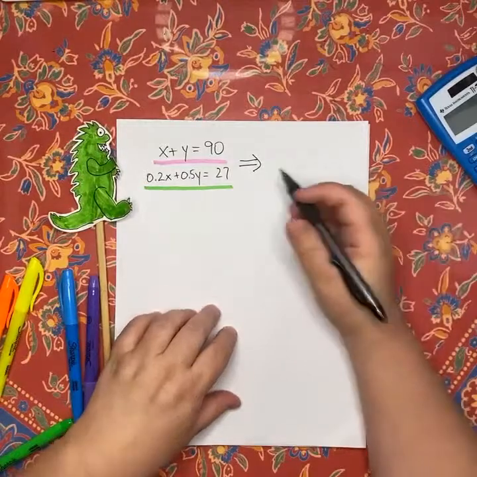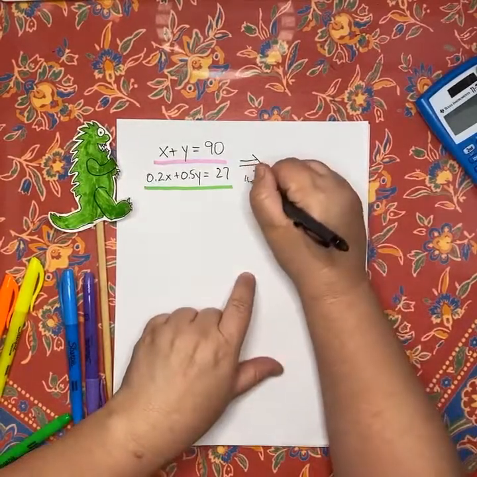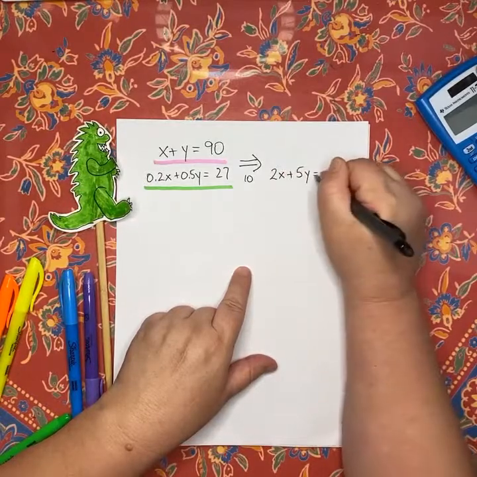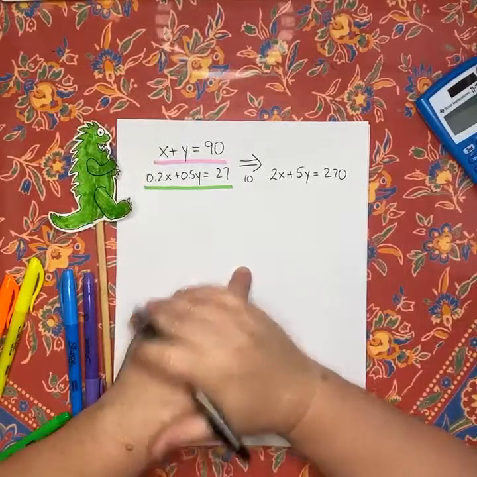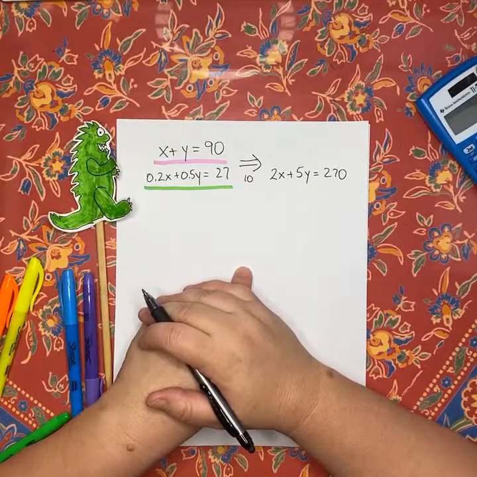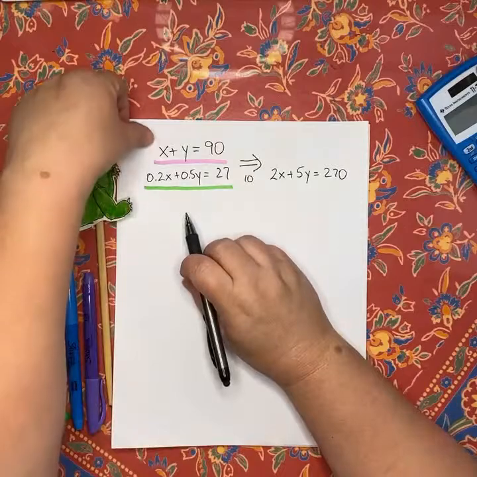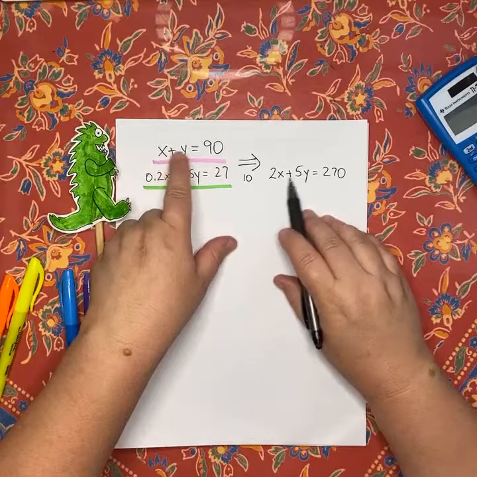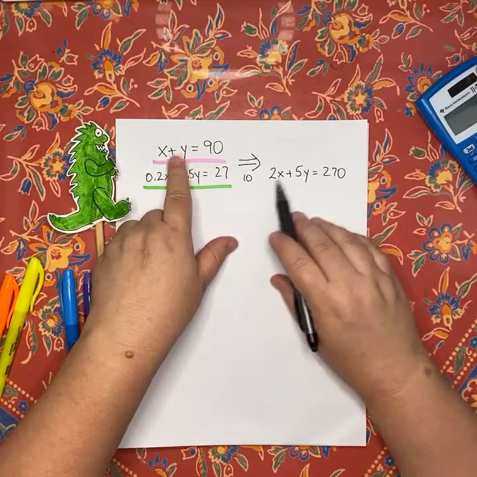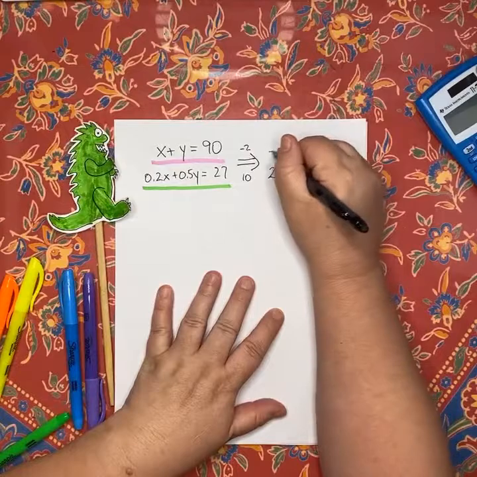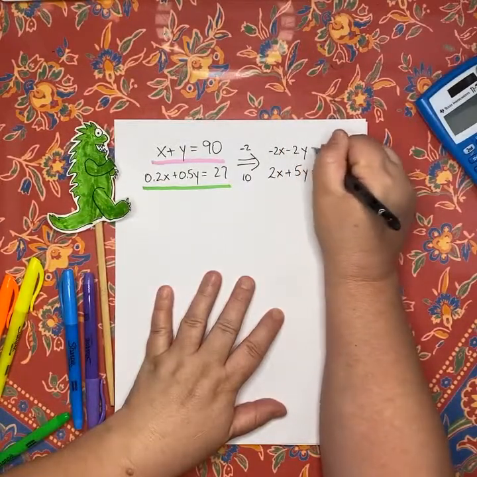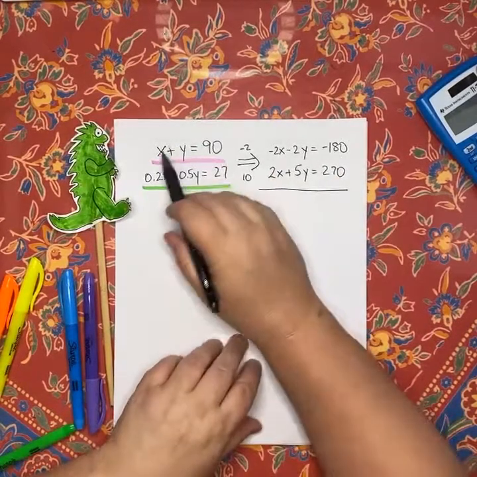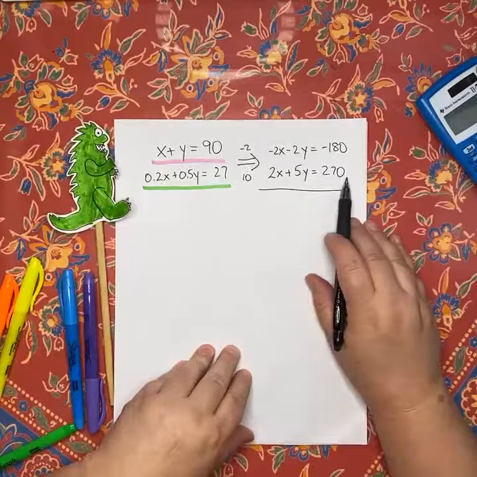For elimination, I'm going to multiply by 10 on the bottom, just because I don't want to have to deal with decimals. So I got 2x plus 5y equals 270. Now up top, I need to multiply by something so that I can cancel. So either I'm going to cancel the x's with the -2 or the y's with the -5. I think I'm going to go with the -2. So I multiplied the whole top equation by -2, the whole bottom equation by 10.